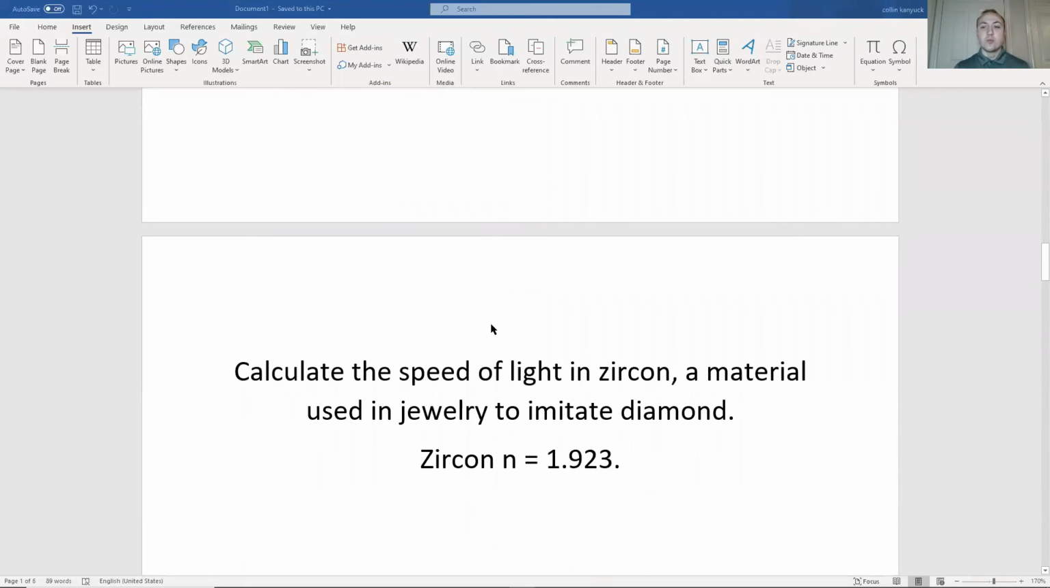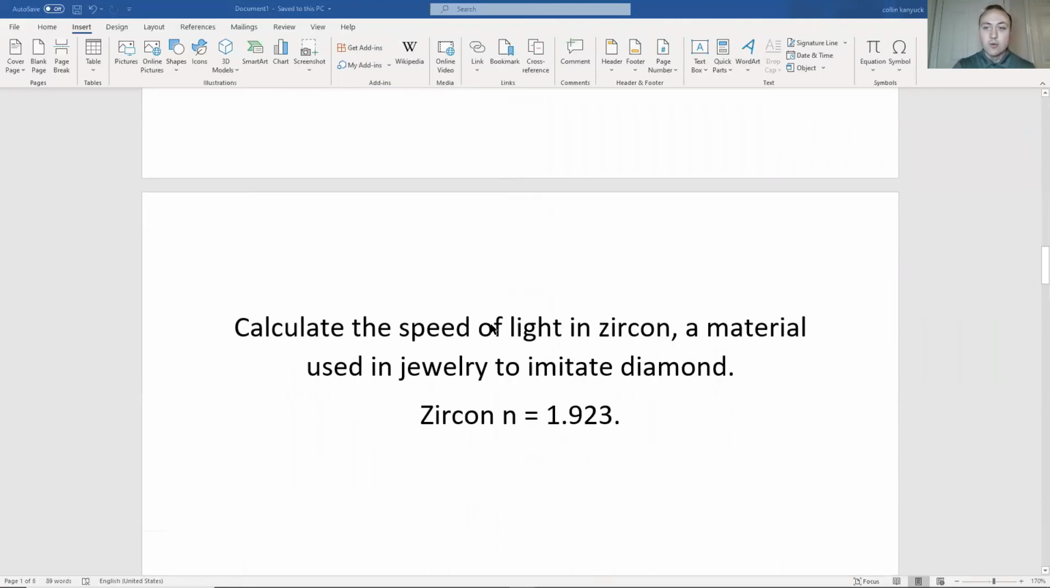For the first refraction problem, we're going to use our first equation that we just discussed. If you want to pause the video right here, I'll give you a couple of seconds to go through this, and then I'll show you how you can solve this. Okay, great. What we're doing for this problem is calculating the speed of light in zircon, a material used in jewelry to imitate diamond.